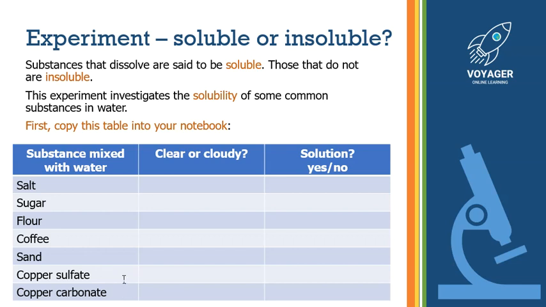Now the last 2 substances you could only obtain in a chemistry kit, or if you were doing this experiment at school, or if you had access to a laboratory. If you don't, you can just leave those out and just do salt, sugar, flour, coffee, and sand, or soil if you've got a garden or maybe some pot plants that you can use. All right, so pause the video now and copy that table into your notebook, and when you're ready to continue on with the experiment, restart the video.